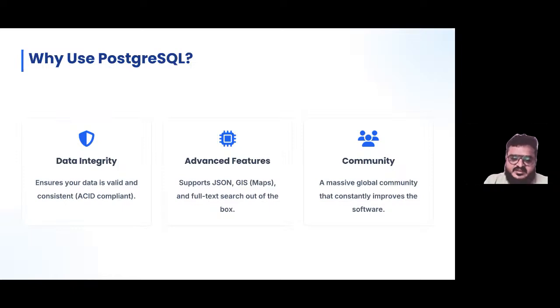Advanced features. It supports JSON, GIS (which means map data), and full text search out of the box. Means you can search the text there. JSON means a type of structured data. You can store JSON data, means you can store structured data inside PostgreSQL. And you can store GIS, graphical data that is used for maps and to show locations. You have seen navigation points, they may have some numbers. So that is GIS data.